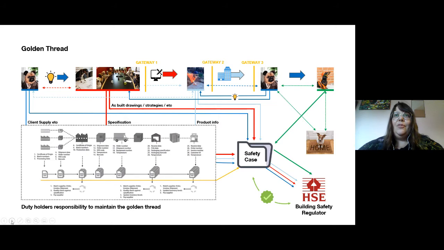He is responsible for this safety case. The safety case is a collection of information that is collected from the first point of the client through each of the designers, through the contractor. From the designers, the red line, we've got as-built drawings, we've got strategies, we've got the specification. All of this information is collated and fed into the safety case, as are things like client supply items that might be outside of the contract. You'd want to consider product information and health and safety manuals and operational manuals that are going to come from the contractor. All of this information feeds back into that safety case.